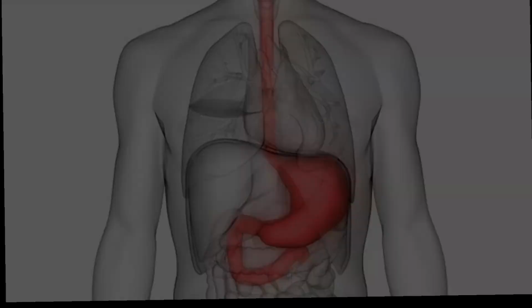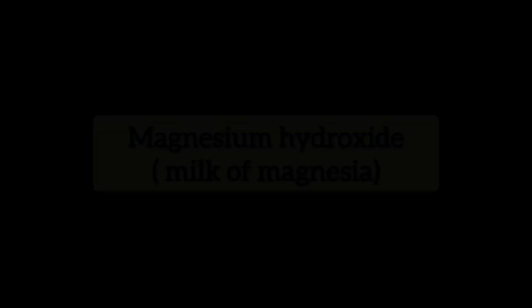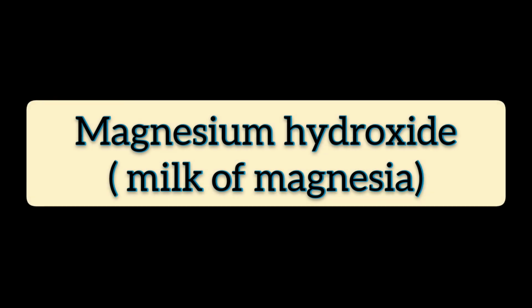Acid is also produced by the human stomach, which is hydrochloric acid. It helps in digestion of food. Sometimes the stomach produces too much acid, which can cause pain and irritation. To get relief from it, a base called magnesium hydroxide, that is milk of magnesia, is taken, which neutralizes excess acid in the stomach.